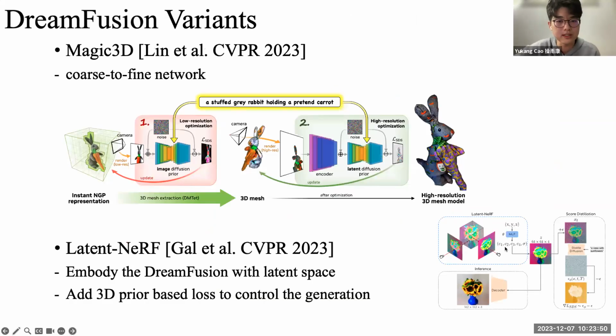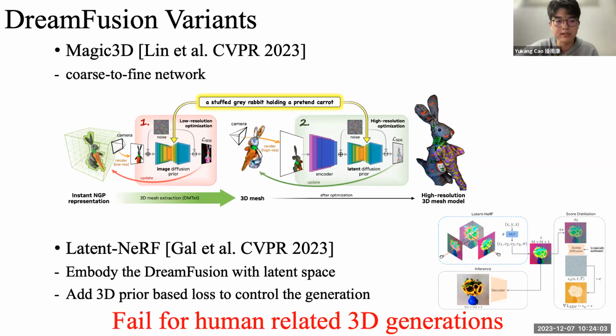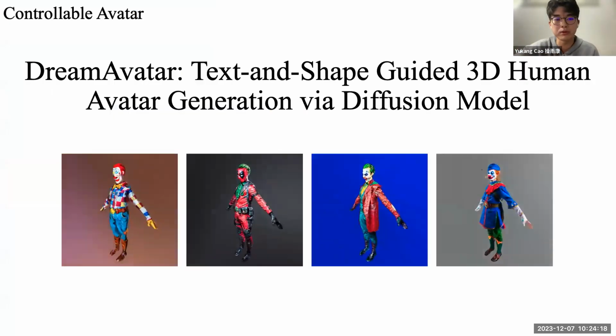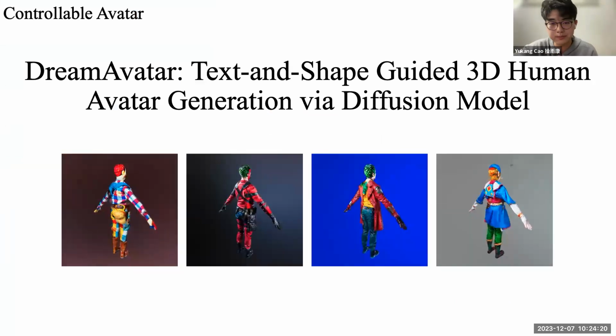After the big success of DreamFusion, there are many papers trying to improve it for the text-to-3D generation task, the most famous being Magic3D and Latent-NeRF. However, considering the complexity of the human body, they still fail for the human-related 3D generation task. Then, to enable more robust 3D human generation, we first discuss DreamAvatar.